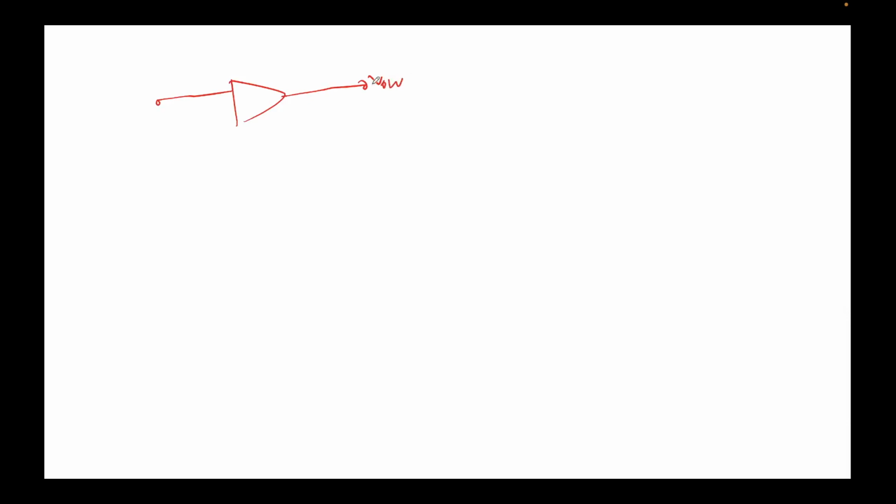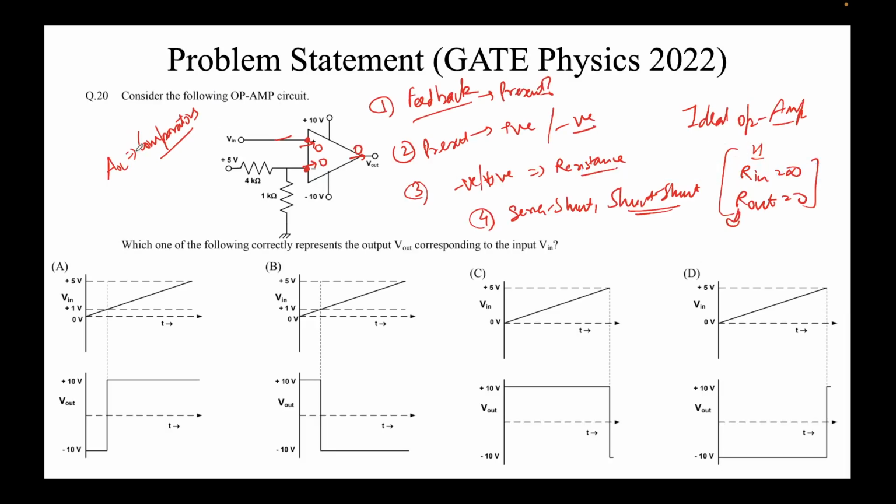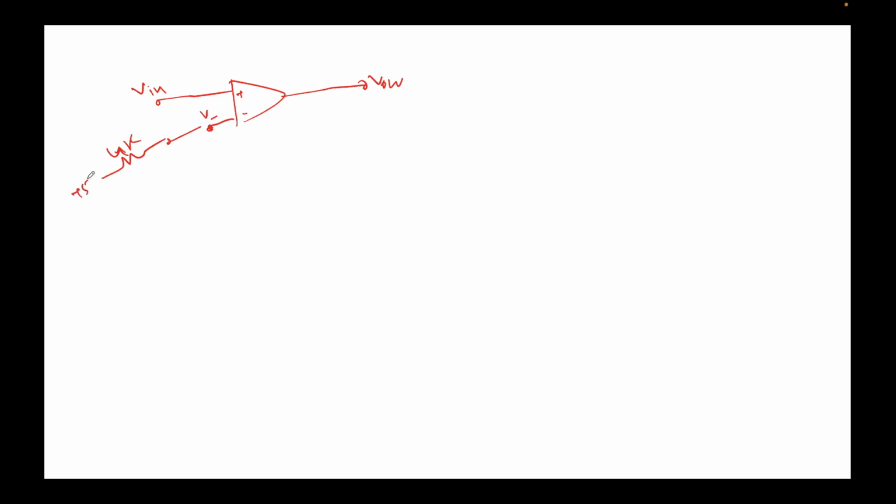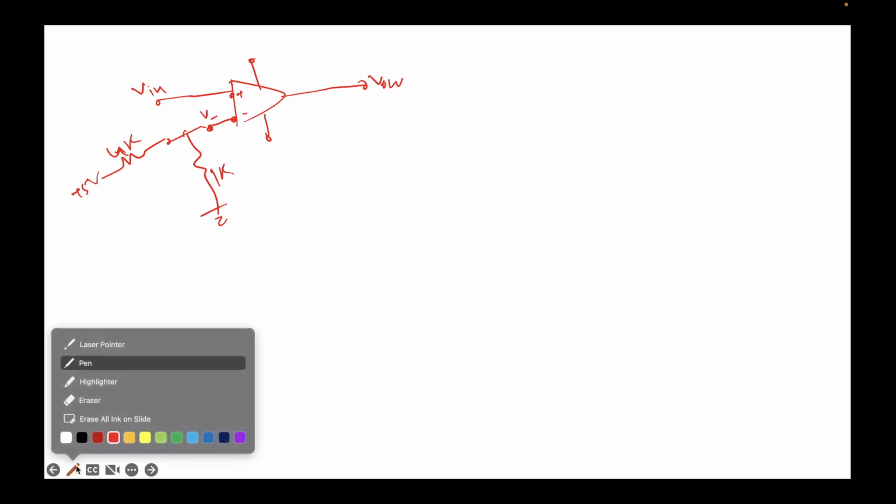This is V out, this is V in, and as we saw this is V negative, and there is a potential divider here with 4k and 1k connected to plus 5 volts. This is the saturation voltages, it's fine, we'll see that. Before solving this, the positive terminal must be compared with the negative terminal. That's what a comparator circuit does.